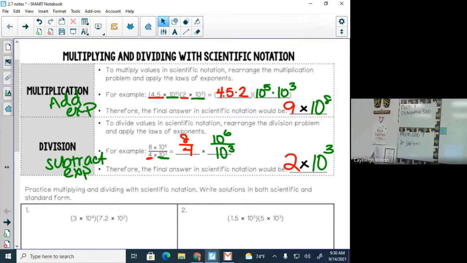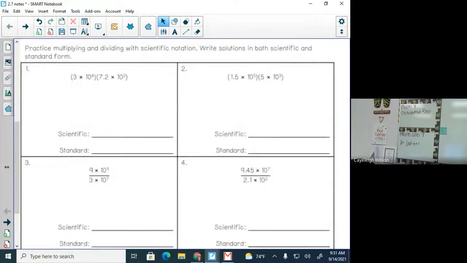Right, so the directions say practice multiplying and dividing with scientific notation, and then write your answer in both scientific and standard form. So you may have to move the decimal to make it scientific at the end before it's your final answer. Like if you have 12.5, you have to move that one place over to make it 1.25 and change the exponent. Okay? All right, so number one.